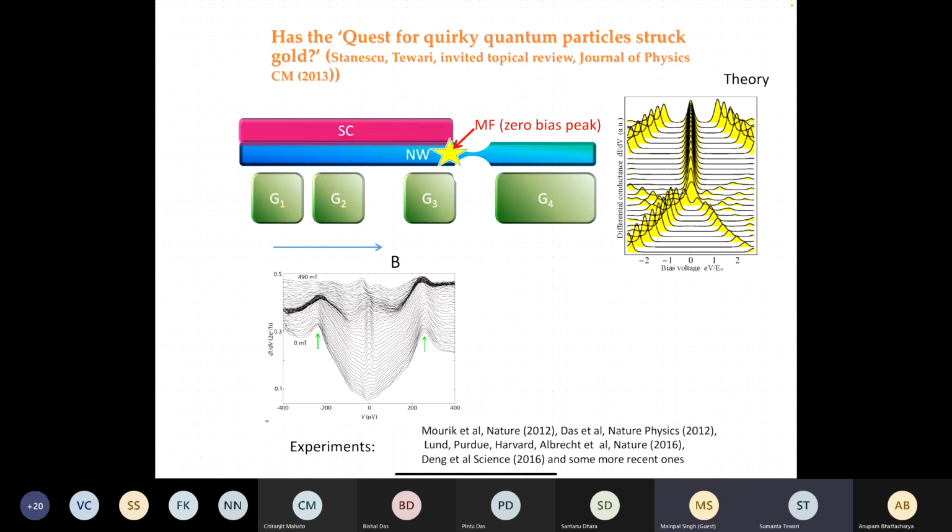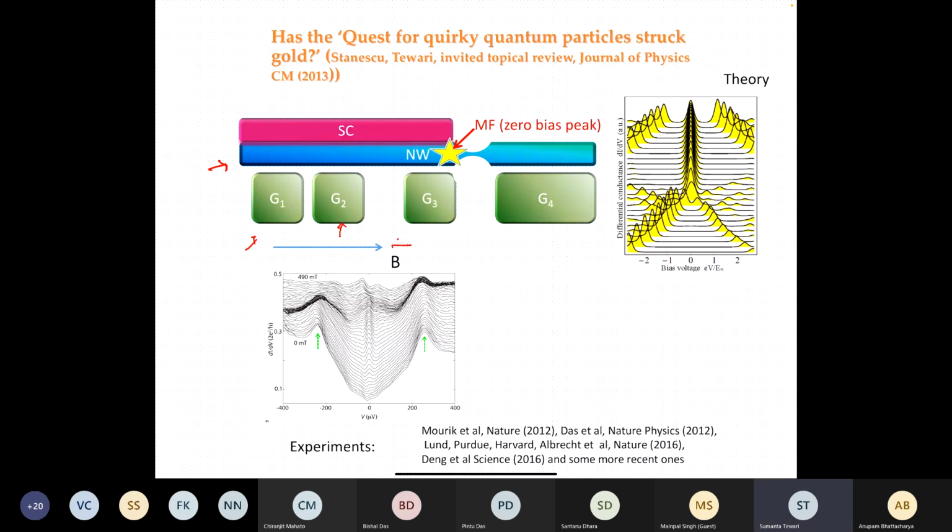Following our proposal in around 2012, this famous experiment came out. As you can see, this is the schematic of the experiment. That's the nanowire. This superconductor on top is producing the proximity effect. And then there are a bunch of gates. These gates are controlling the chemical potential. And there also has to be a Zeeman field.